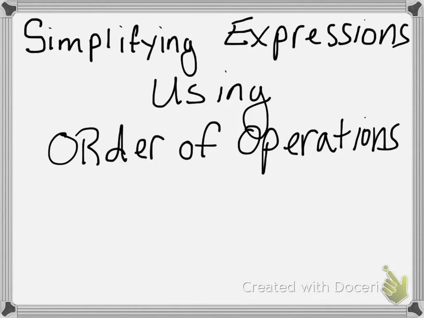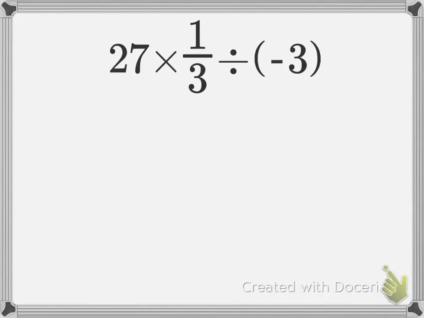So this is Core Connections Algebra, Chapter 1, and this learning target is going to be understanding and simplifying expressions using order of operations. And I will do two separate problems that I hope help you be successful on your first chapter test. So the first one is going to be 27 times 1/3 divided by -3.